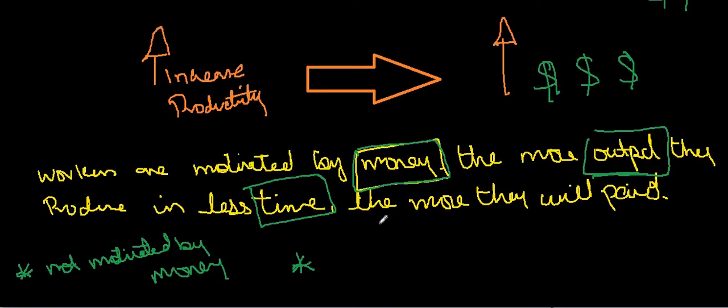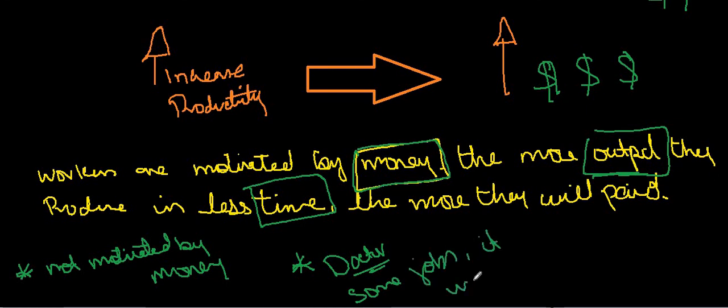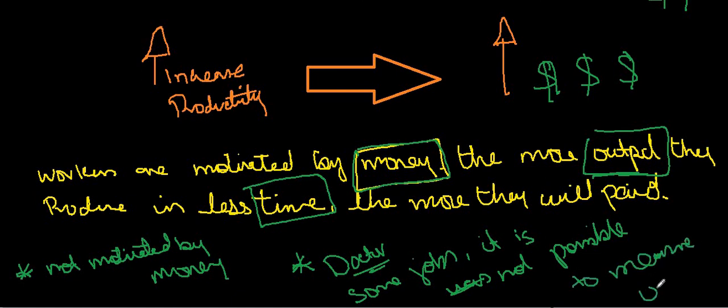But how can you measure an output for a doctor? For some jobs it was not possible, and it is still not possible, to measure output. So his theory was not 100% for all. For example, for a doctor, you just can't say how many patients you have checked. For a doctor, you need to check how effective he is. Are all his patients being treated well? So it can't be done for everyone.